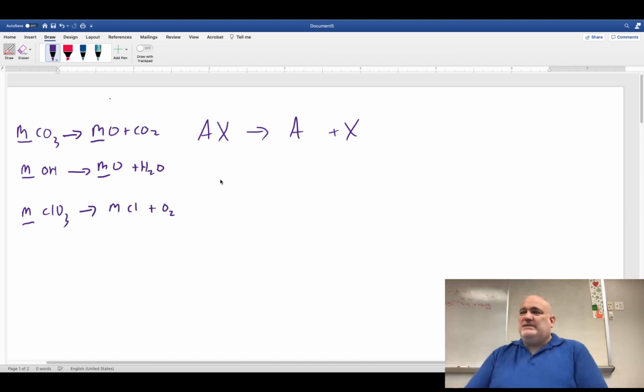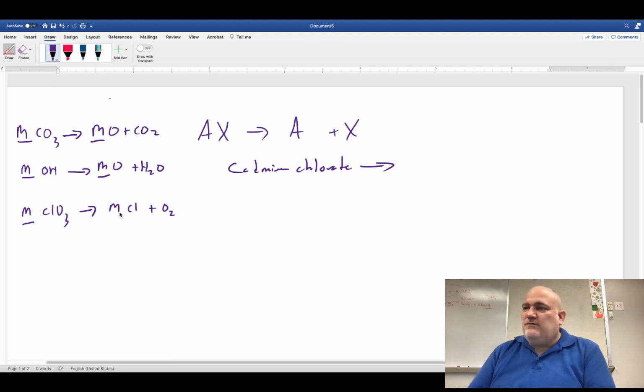So anytime we see something with a metal chlorate, the way it's going to break apart is going to be different than we would normally assume if we just had two random things in a compound. So let's say I took any metal. Let's go with cadmium chlorate. And you saw an arrow. Well, what will it form? Well, the metal, isn't it cadmium right here? So it's going to form cadmium chloride.